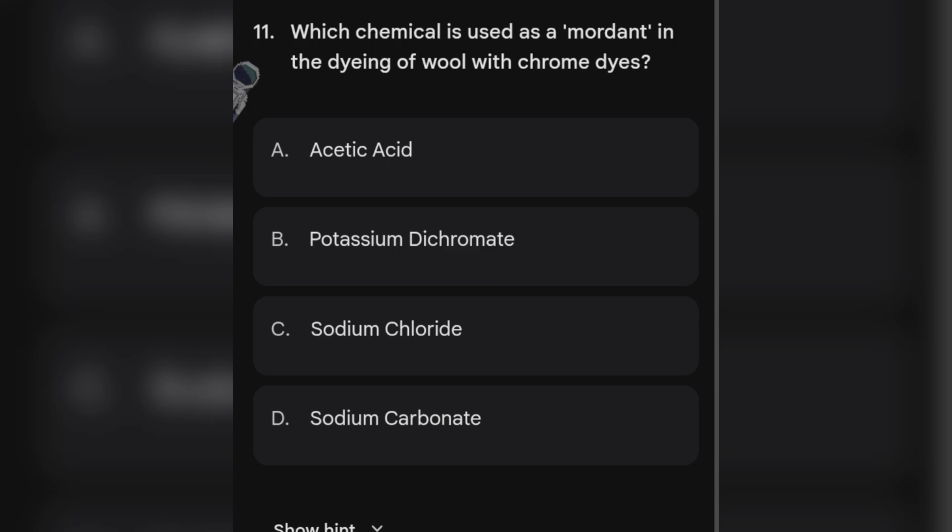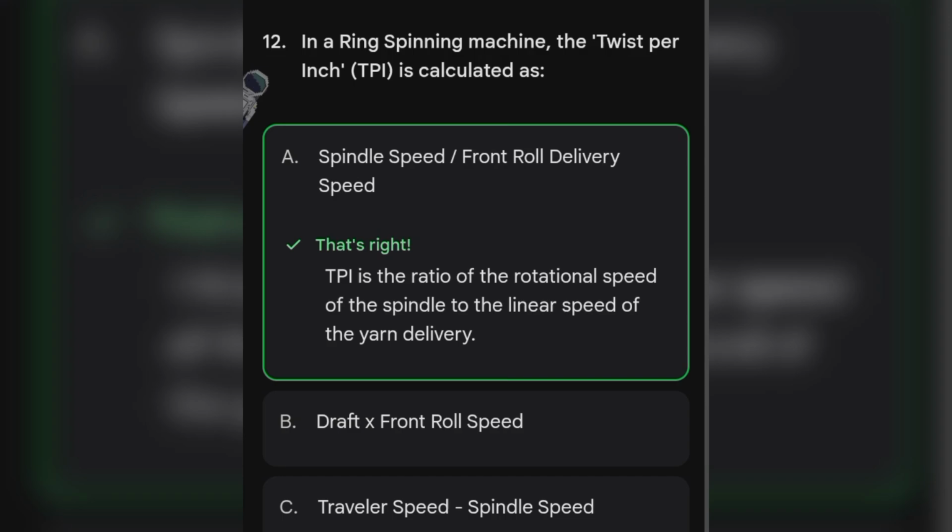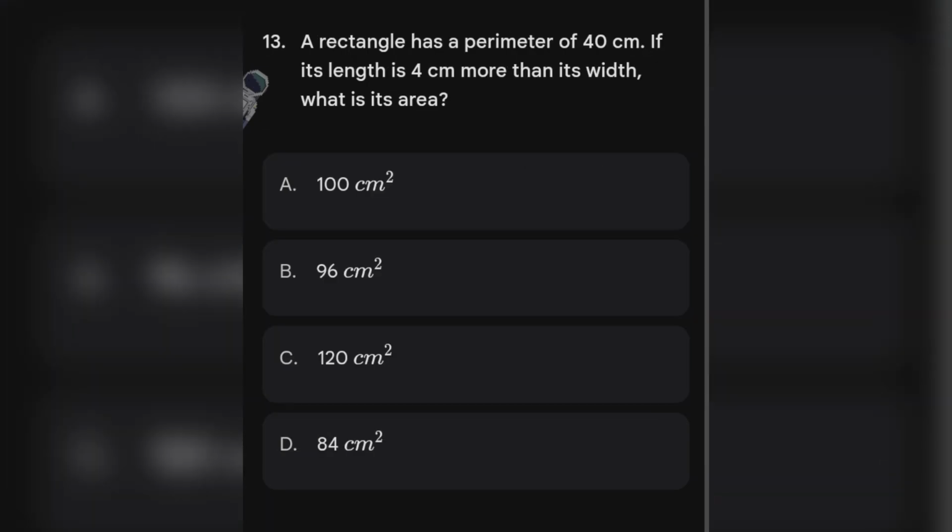Which chemical is used as a moderate in dyeing of wool with chrome dye? Here the moderate will be acidic. In a ring spinning machine, twist per inch is calculated as spindle speed over front roller speed. Yes, this one. It is also a straightforward question.